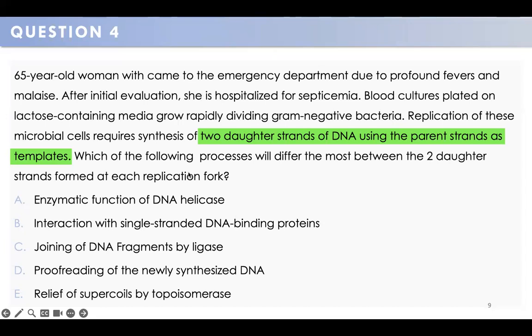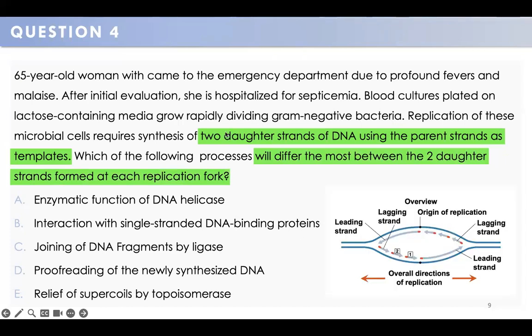Yes, true. The second part: which of the following processes will differ between the 2 daughter strands? As a hint, you already answered that the answer is C, true. What we're referring to as the 2 daughter strands here is the leading and the lagging strand.